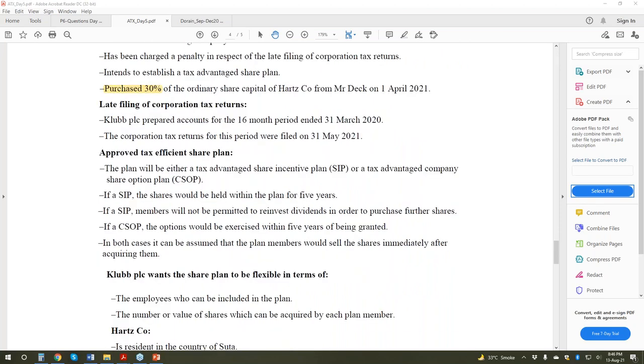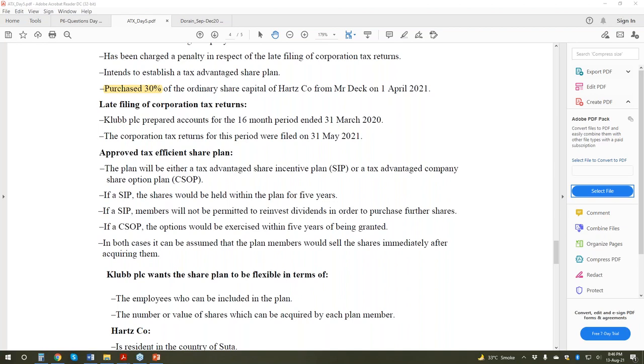Second, approved tax efficient share plan. The plan will either be a tax advantaged SIP, share incentive plan, or a tax advantaged CSOP. If a SIP, the shares would be held within the plan for 5 years. If a SIP, members will not be permitted to reinvest dividends in order to purchase further shares. If a CSOP, the options would be exercised within 5 years of being granted. In both cases, it can be assumed that the plan members would sell the shares immediately after acquiring them.